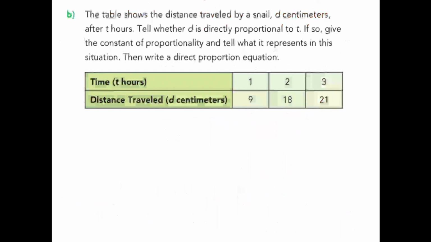The table shows the distance traveled by a snail, d centimeters, after t hours. Tell whether d is directly proportional to t. If so, give the constant of proportionality and tell what it represents in this situation. Then write a direct proportion equation. Okay, so the first thing I have to determine is whether d is directly proportional to t.